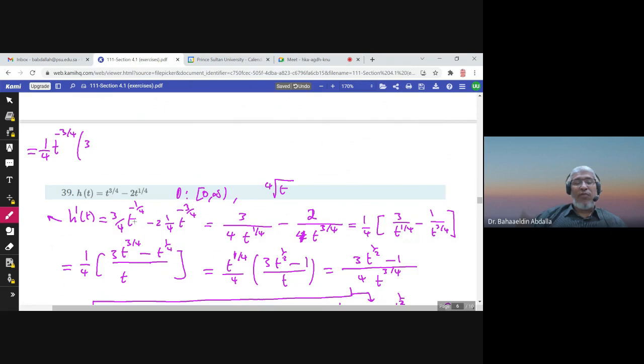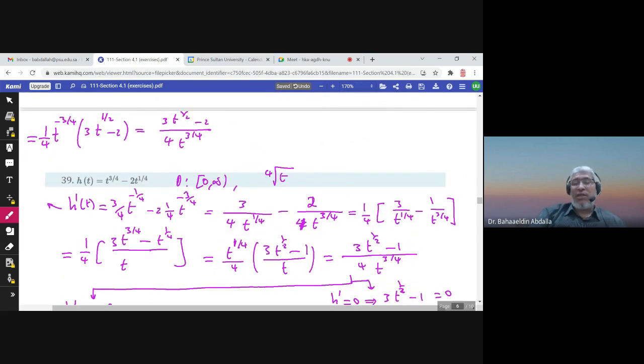And t to the power negative 1 over 4 divided by t to the power negative 3 over 4, subtract the powers: negative 1 over 4 plus 3 over 4 will be t to the power 2 over 4, or half. And now 2 over 4 divided by 1 over 4 is minus 2. And t to the power negative 3 over 4 is taken. So immediately you have this answer. Above you have 3t to the power half minus 2, and below you have 4 times t to the power 3 over 4, which we got here.